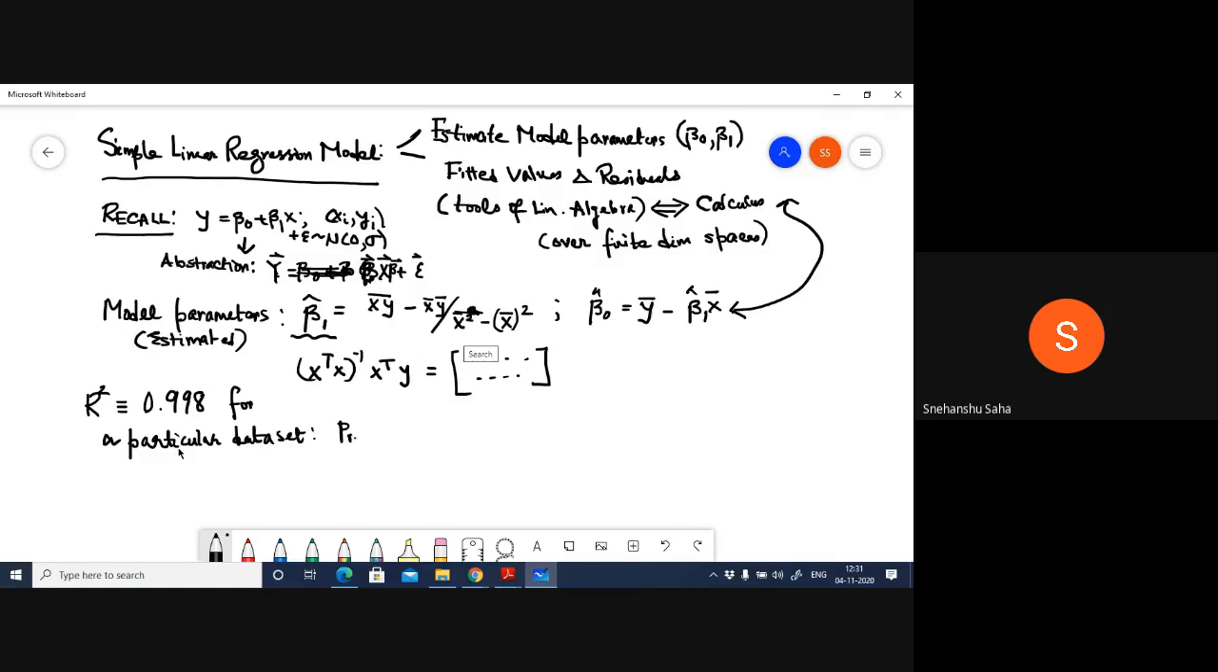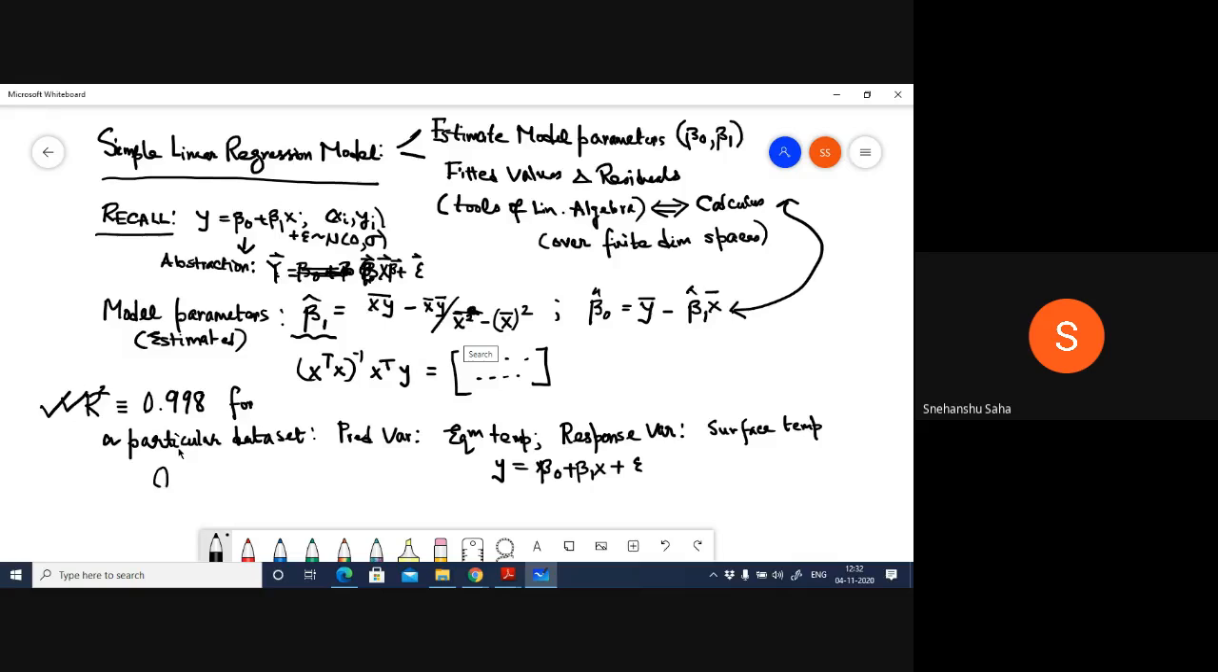The predictor variable is equilibrium temperature, and the response variable is surface temperature. And you have a simple model which says that y is beta naught plus beta 1x plus some error. So this x is your equilibrium temperature and y is your surface temperature. Given a particular data set, and I have a really large data set, about 4,500 data points, I have found out the value of R square is really good, which is 0.99.